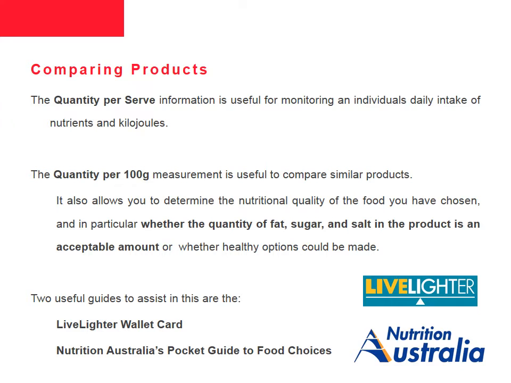2 useful guides that are worth highlighting are the Live Lighter Wallet Card and Nutrition Australia's Pocket Guide to Food Choices. Although they are slightly different, they both provide a simple way of determining whether the food you are choosing is a good option, and both resources are available on the SNAC website.